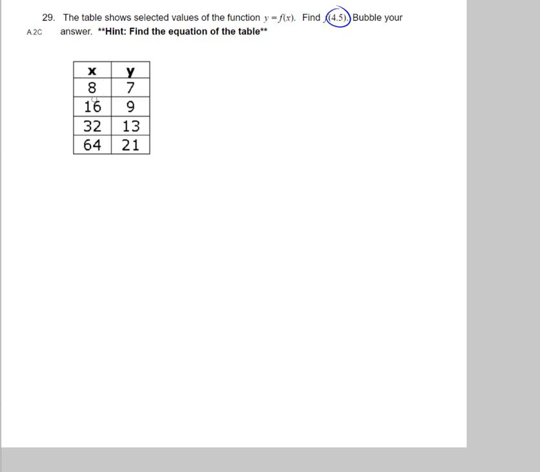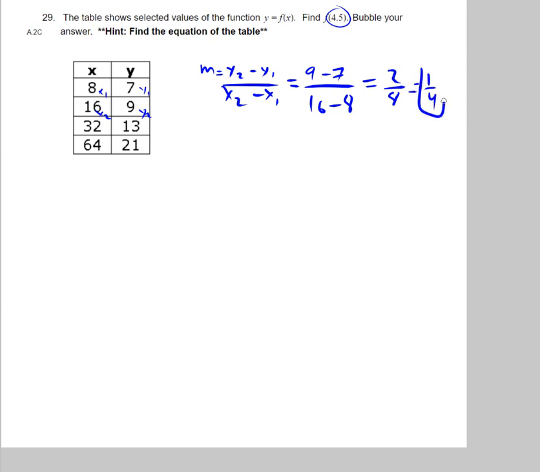So first of all, I have a whole bunch of points, right? I'm going to call this my x1 and my y1, my x2 and my y2. First thing I'm going to do is find the slope. My slope is equal to, once again, y2 minus y1 over x2 minus x1. If I start substituting that in, that's 9 minus 7 over 16 minus 8. That is equal to 2 over 8, which is really 1/4. I did all that simplifying.